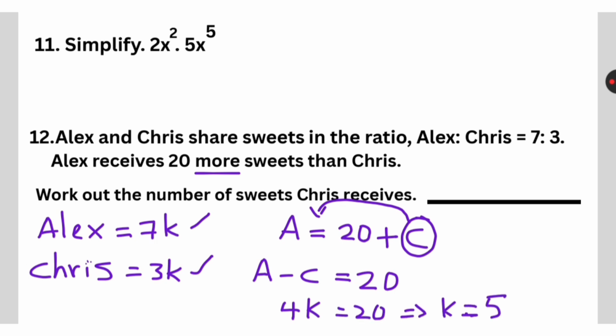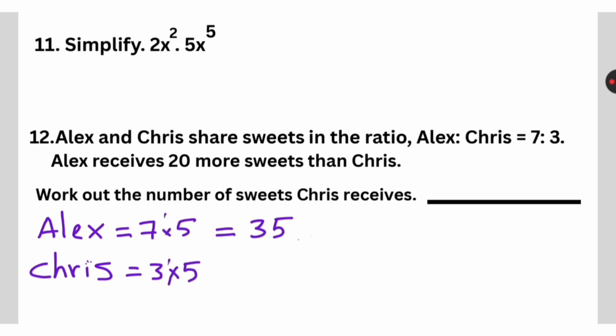So how much do we have to multiply here? The k value is 5, so you have to multiply by 5 for Alex and Chris. So Alex gets 35 sweets and Chris gets 15 sweets. The question is to work out the number of sweets Chris receives. So how much does Chris receive? 15 sweets. So the answer is 15. Let's go to the next question.